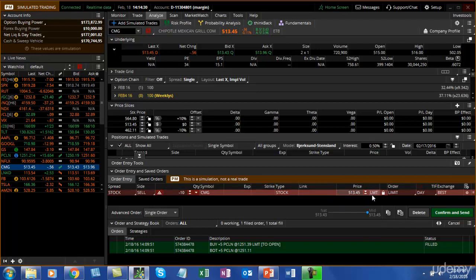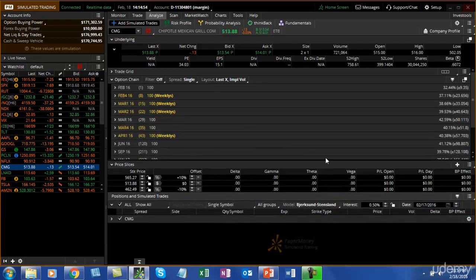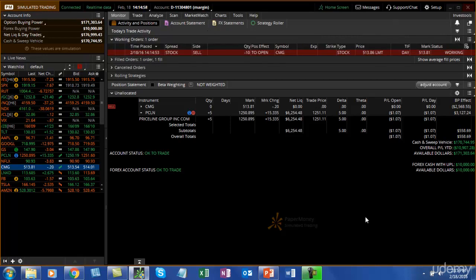And here you can see this is a limit order. We'll come to order types on another screen, but basically you want to always put it in as a limit order. So I want to try to get the mid price and I want to sell 10 shares of Chipotle. Let's go ahead and confirm. Once again I get a credit because I'm selling this, but my buying power effect will go down only by half of that. So let's click send and see if the order gets filled.